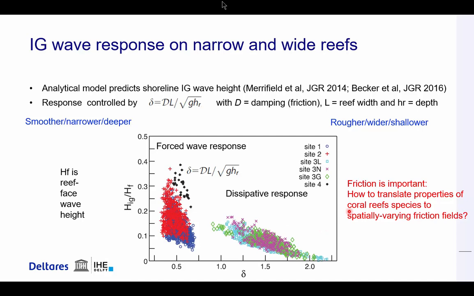So friction is very important to understand, especially for wider reefs. And it's one of those parameters that we don't know very well. We don't know very well how to transform a given coral cover into a friction coefficient that we can put into a model. On the left, you see that for narrow reefs, the response is quite scattered. So there are other processes going on, for instance, resonance, that influence the infragravity wave height as a function of the reef parameters and also the forcing.